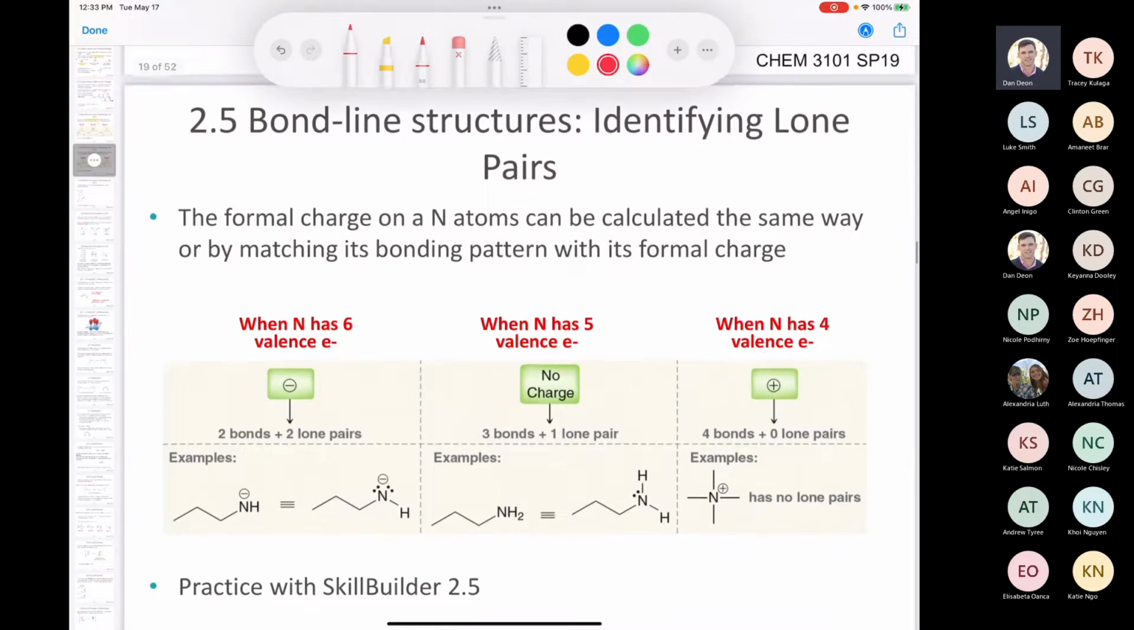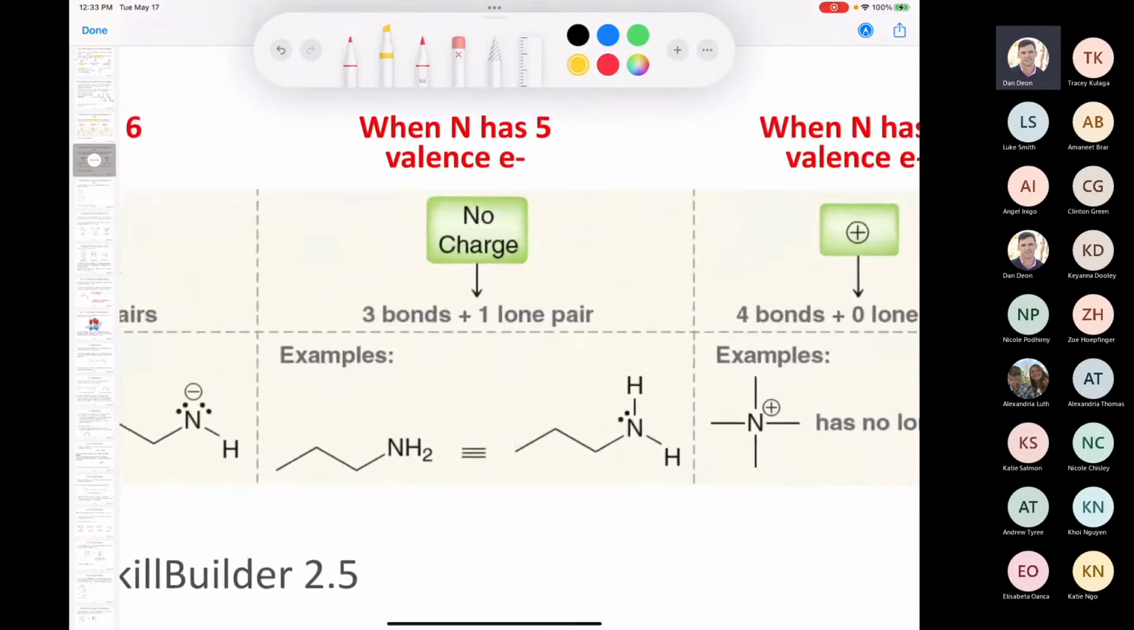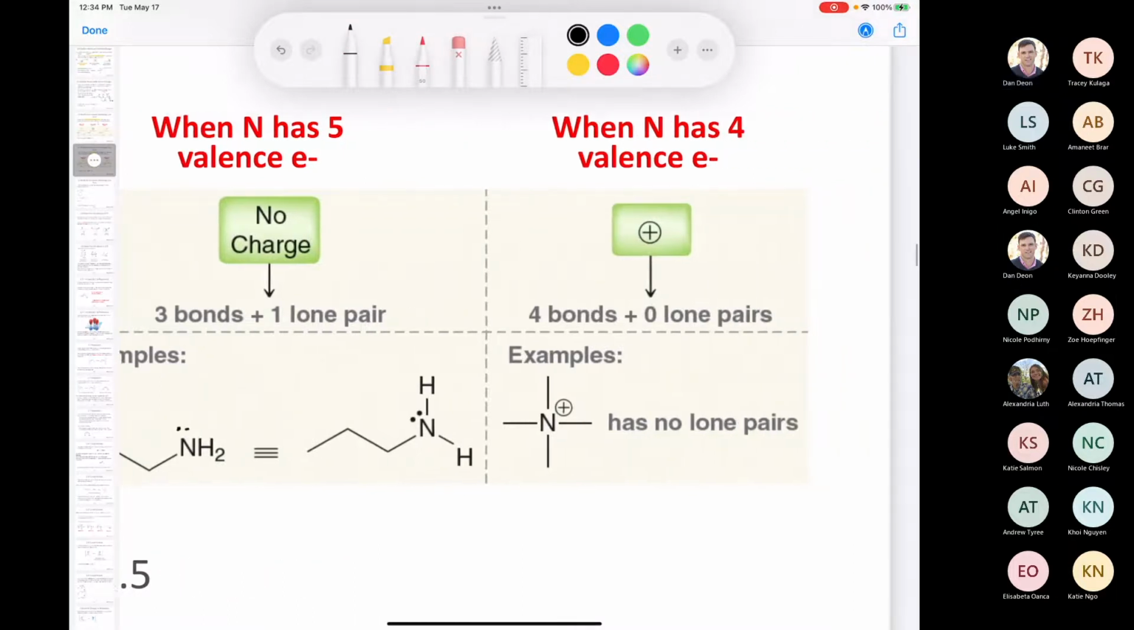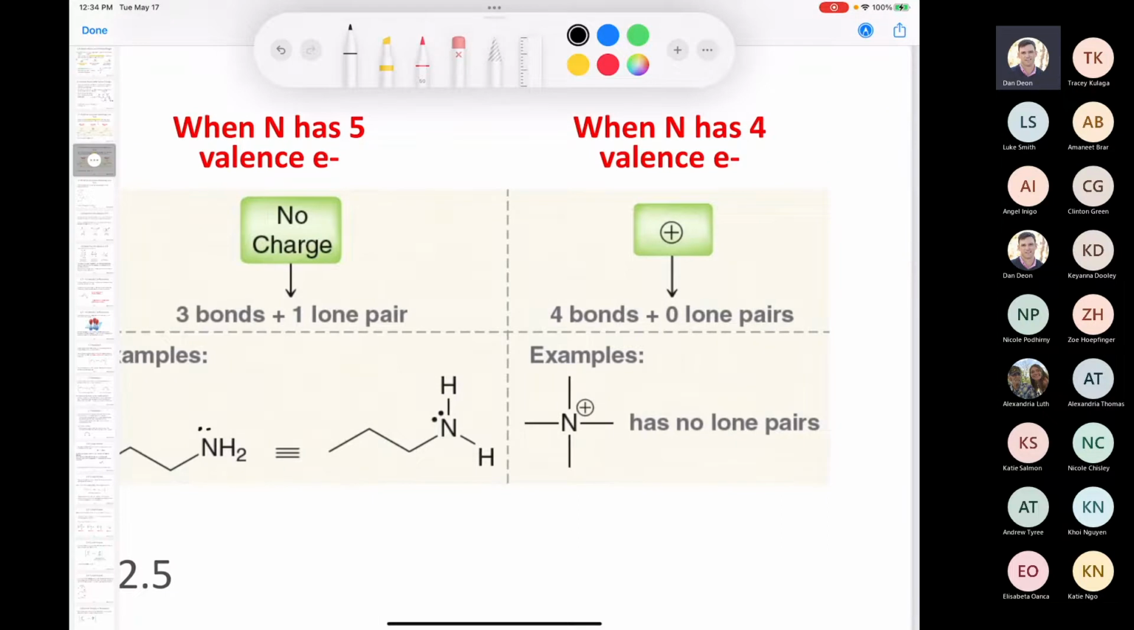Let's see here, bond line structures. What about nitrogen? Nitrogen is a very common heteroatom in organic chemistry. We'll start in the middle, and we saw that whenever nitrogen has 3 bonds and 1 lone pair, it is neutral. It has no charge. Again, there's no lone pair drawn on the nitrogen here, but it is assumed that there is a lone pair on that nitrogen. Nitrogen can be positive and negative. It's positive when it has 4 single bonds and no lone pairs.